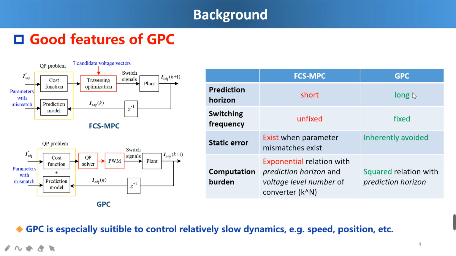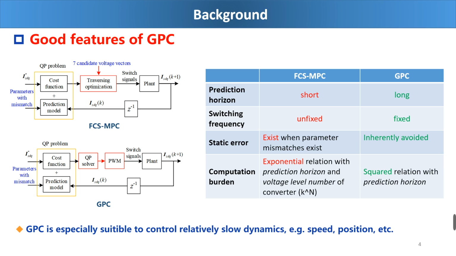For the GPC has longer prediction horizon because it uses a compact matrix form to do the prediction and the optimization. But for the FCS MPC, only one step or no more than two steps can be found in the literature. And the switching frequency, the GPC uses PWM, so the switching frequency is fixed, which means that the current quality is better, and also the loss can be reduced.